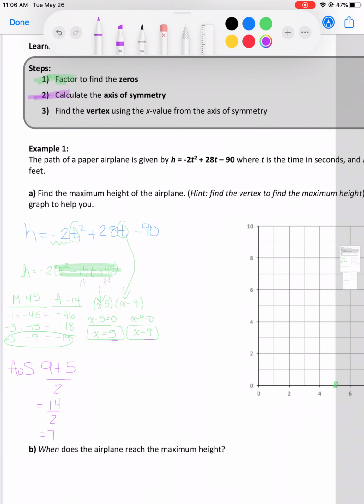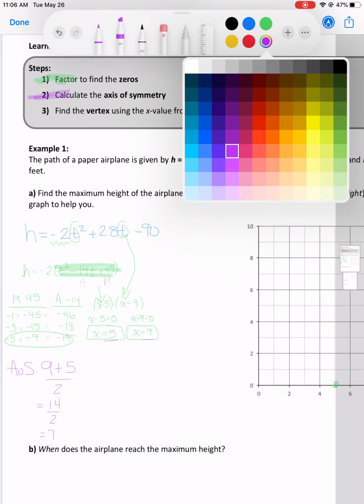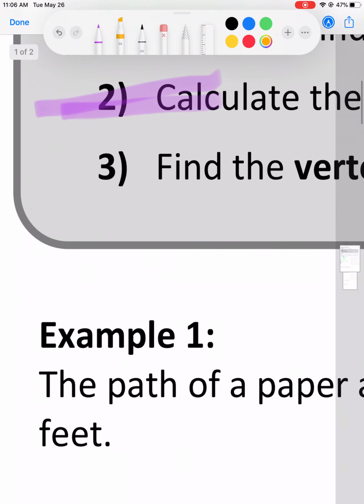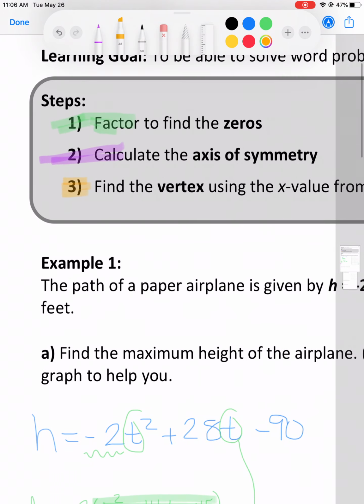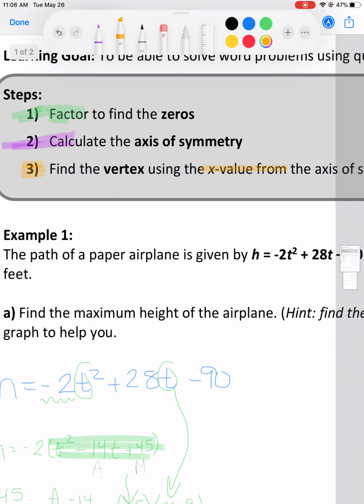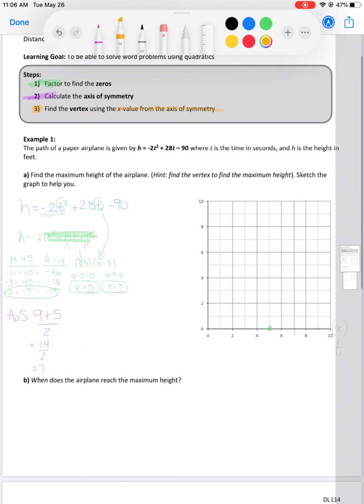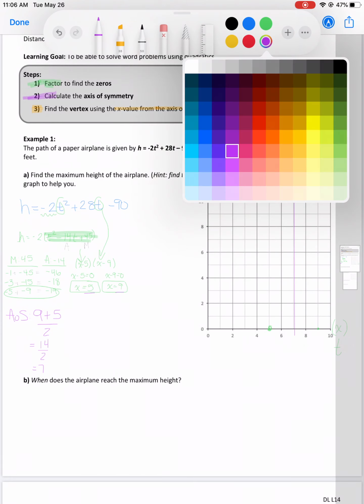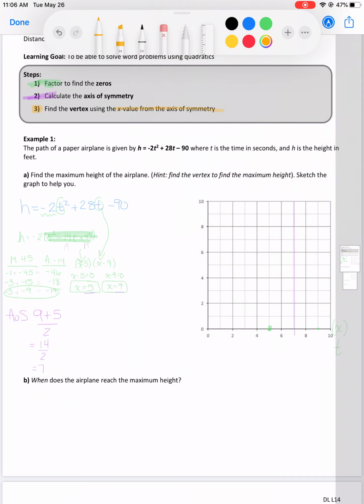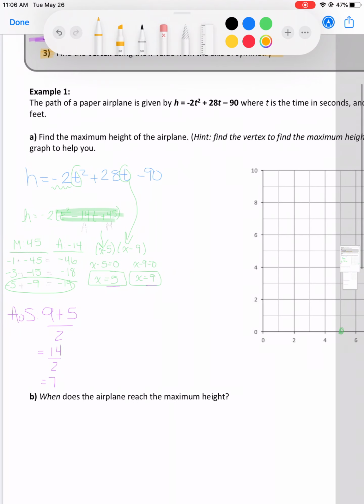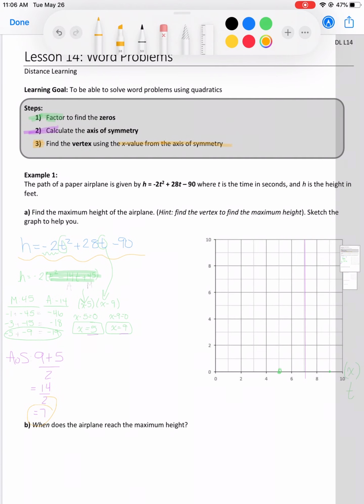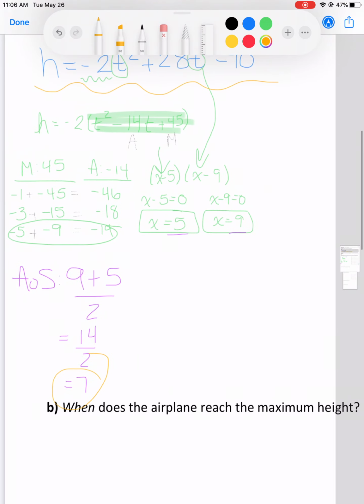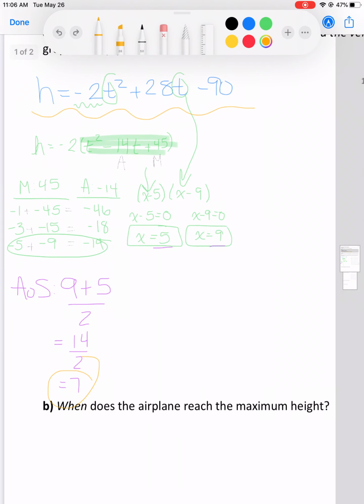Okay, find the vertex. Do you guys remember how to find the vertex? No? Look at your notes. Okay. Using the x value from the axis of symmetry. We take our original equation. We plug this in. Now, it says my x value, but remember in this equation we're representing it by t. We're going to plug this in there. So, my original equation.